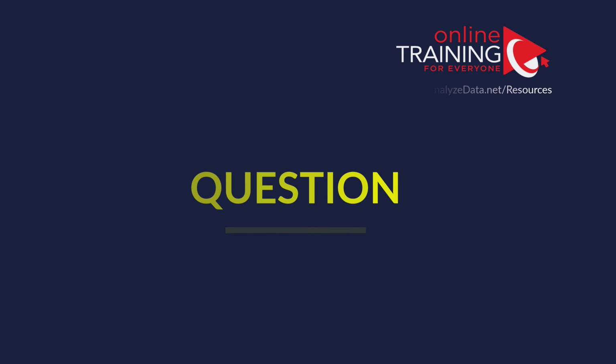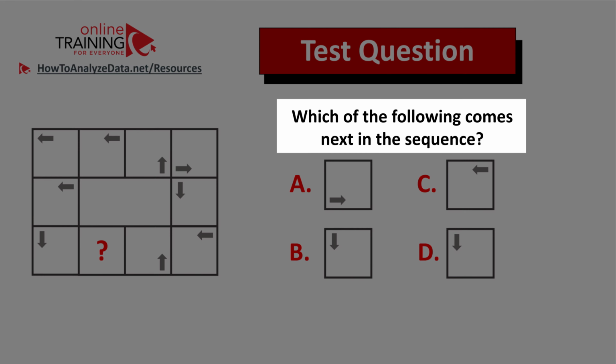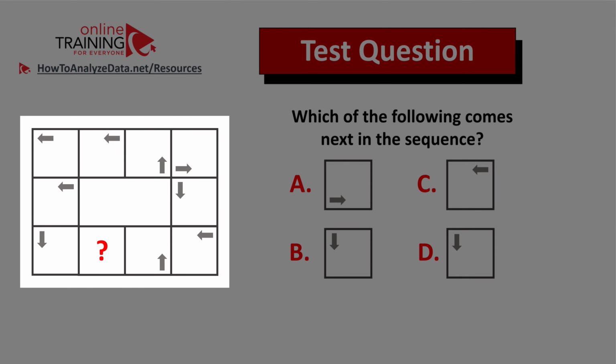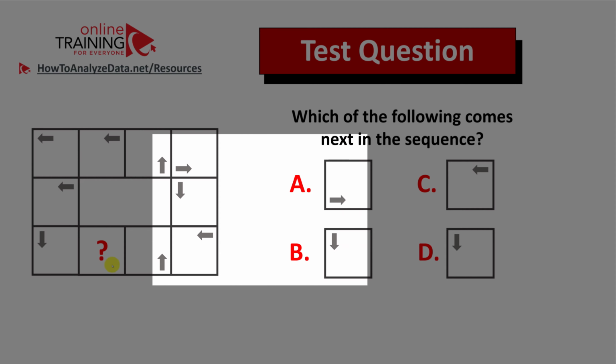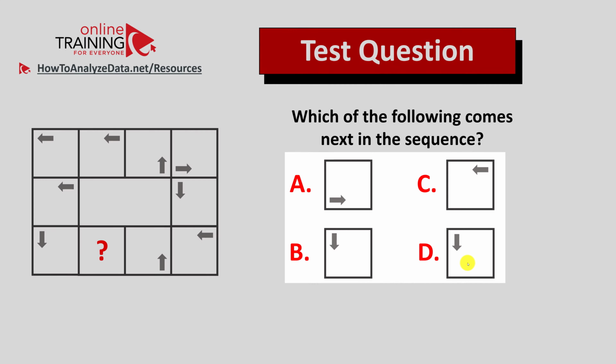Let me share with you a tricky question which tests your pattern recognition as well as logical reasoning skills. Which of the following comes next in the sequence? And you're presented with a rectangle, which has multiple squares. And one of the squares is missing. It has a question mark inside. And you have 4 different choices: A, B, C, and D. Take a close look to see if you can come up with the answer.